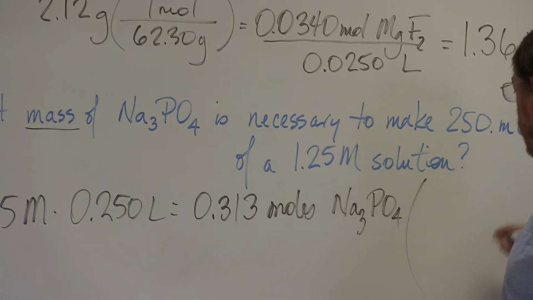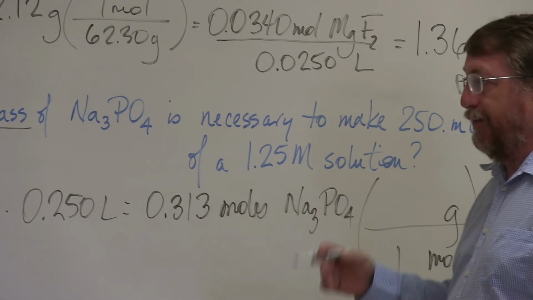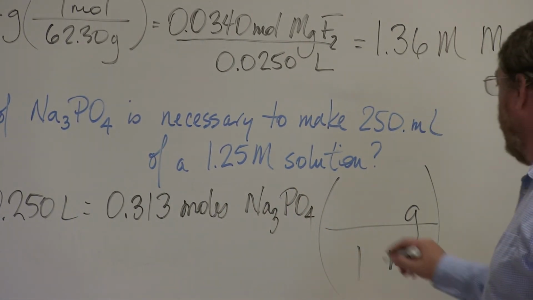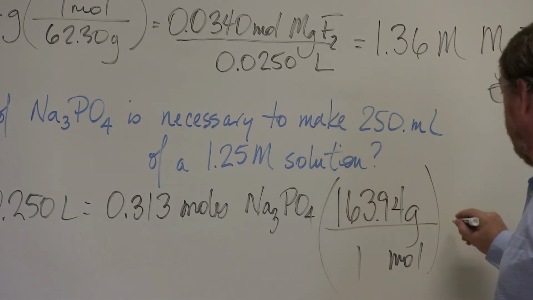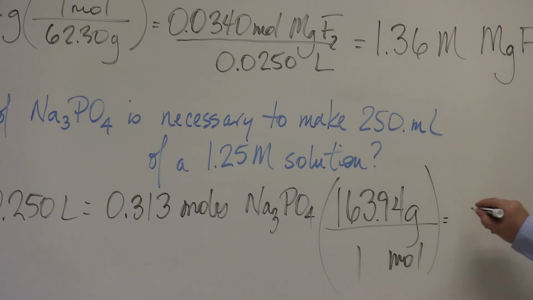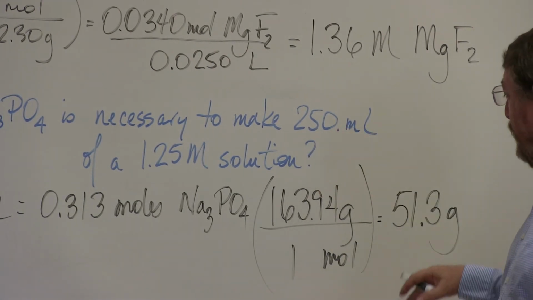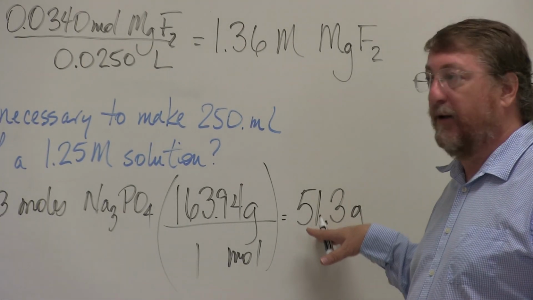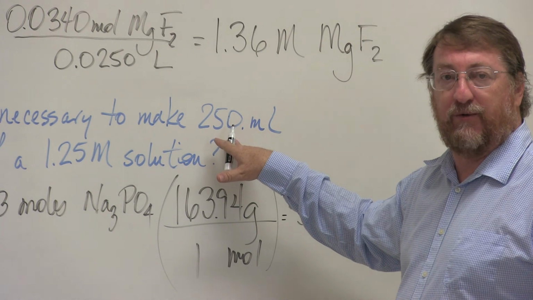We have the moles. Grams on top, moles on the bottom. One, go to the periodic table, 3 sodiums, a phosphorus, and 4 oxygens. And we're going to get 163.94. Plug that into the calculator, and our answer is 51.3 grams. So to make this solution, I need to first weigh out 51.3 grams of sodium phosphate, put it into my container, and add water until it reaches 250 milliliters.